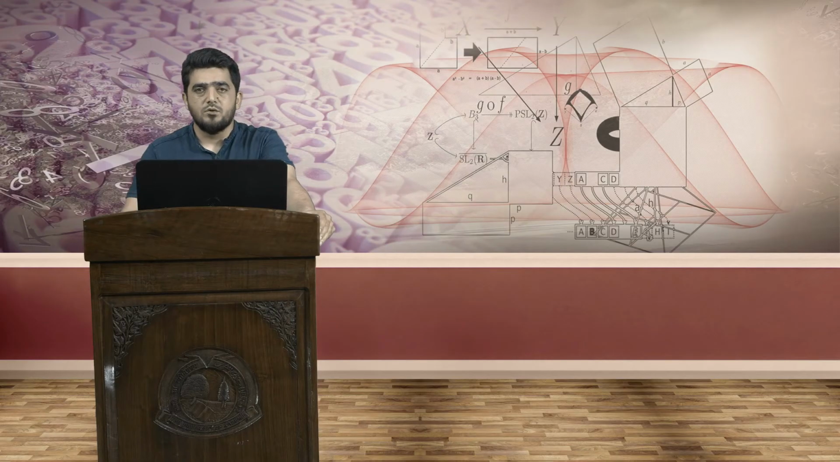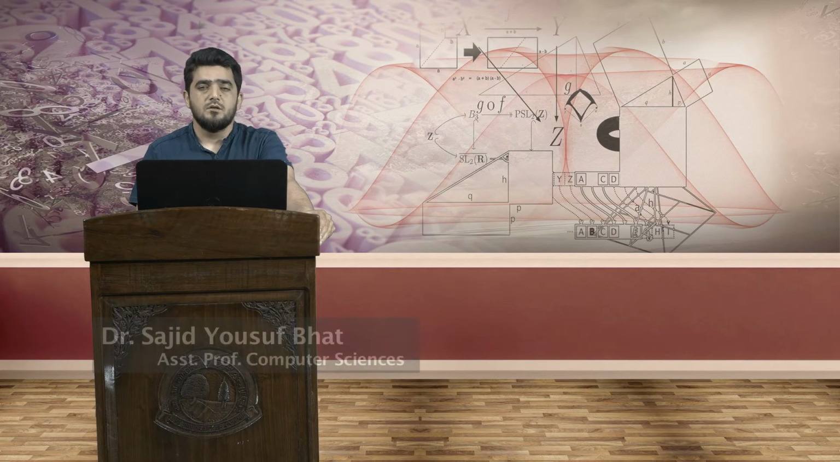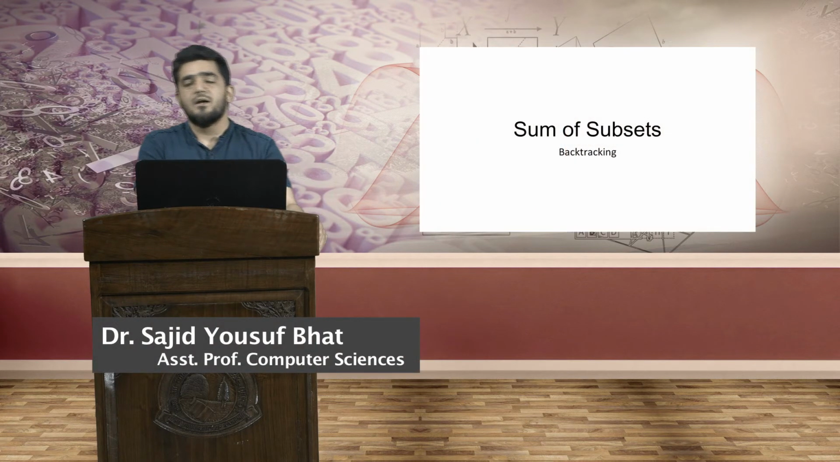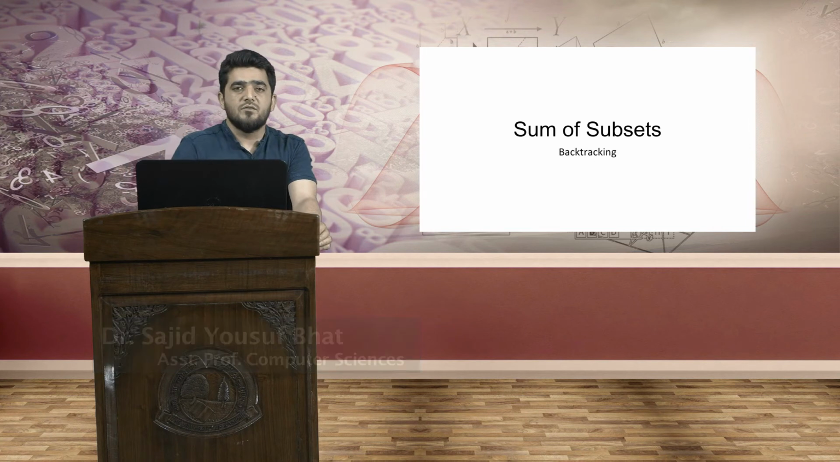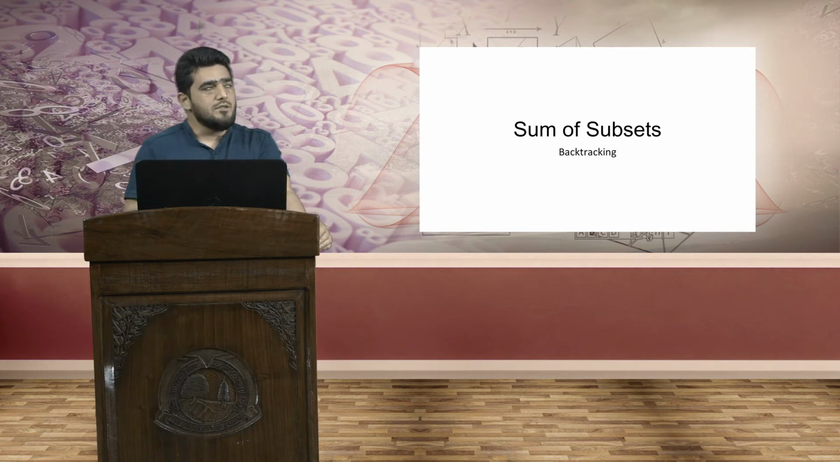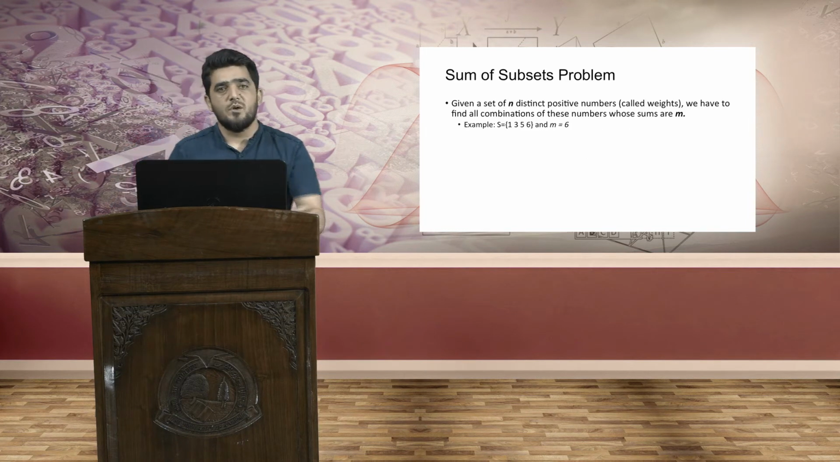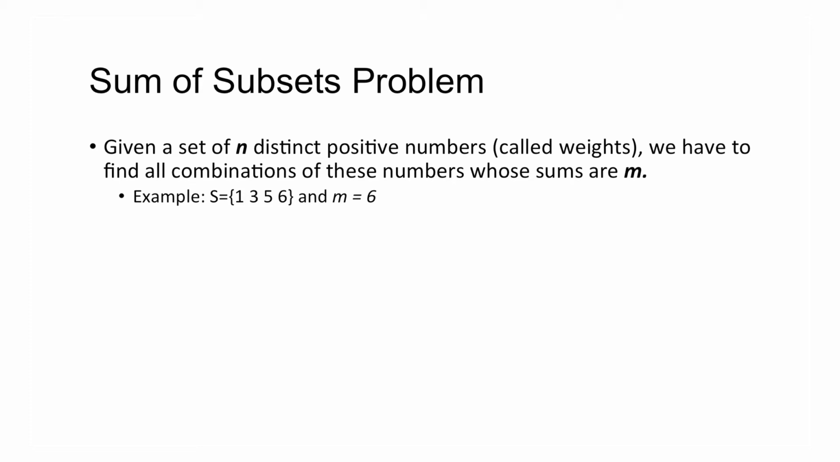Welcome friends. Today we will be discussing another example when we can use backtracking to solve a computational problem. The problem at hand is known as sum of subsets. As you can see on the slide, the sum of subsets problem deals with when we are given a set of n distinct positive numbers, often called weights, and we have to find all possible combinations of these numbers whose sum is equal to another value.